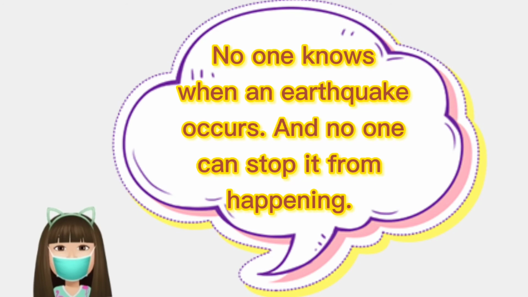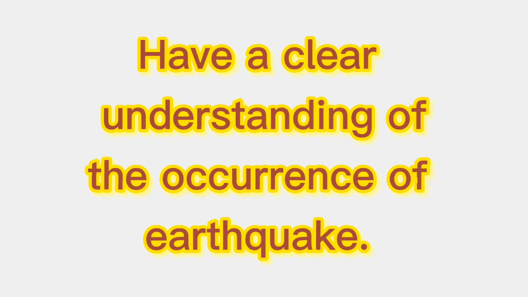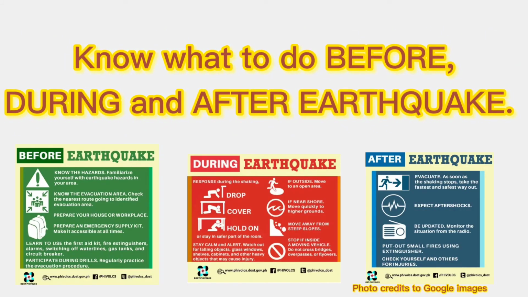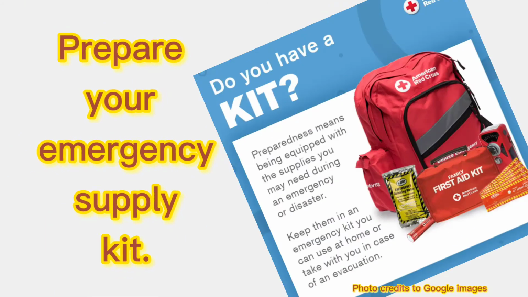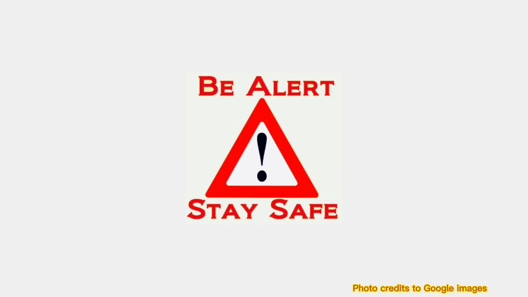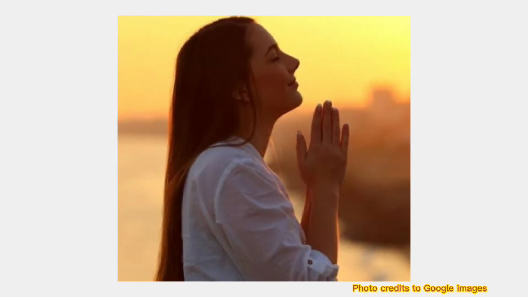No one knows when an earthquake occurs, and no one can stop it from happening. But there are things that people can do to avoid or reduce loss of life and damage to properties. The first step is what you are doing now. Have a clear understanding of the occurrence of earthquakes. Second is to know what to do before, during, and after an earthquake. Third step is to prepare your emergency kit. And of course, always be alert, pray, and have faith that God is with you.